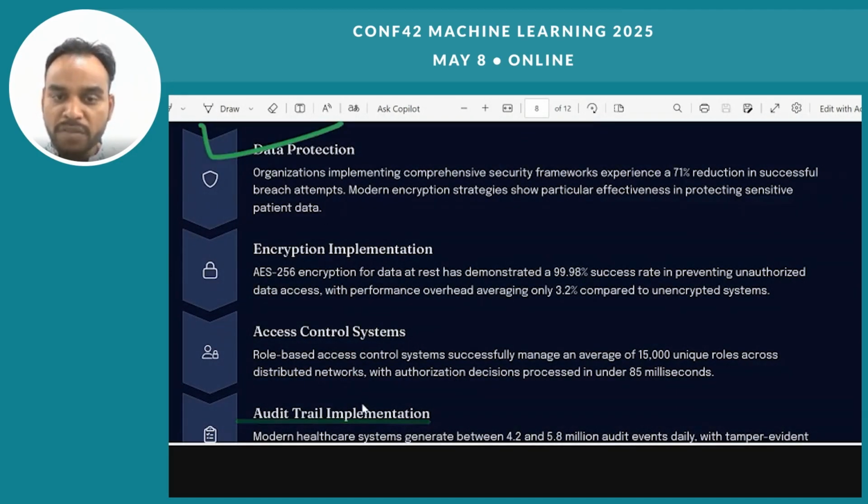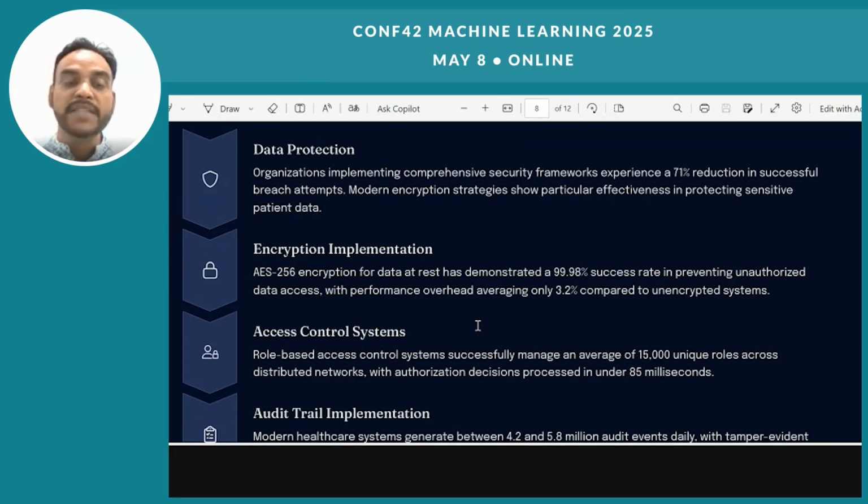If we talk about data protection first, when we talk about data protection measures, the security landscape in healthcare information systems has evolved significantly with the increasing digitalization of patient records. Analysis of healthcare security incidents has revealed that approximately 63% of data breaches occur due to unauthorized access, while 27% result from system vulnerabilities. Research indicates that healthcare organizations implementing a comprehensive security framework experience a 71% reduction in successful breach attempts, with modern encryption strategies showing particular effectiveness in protecting sensitive patient data.